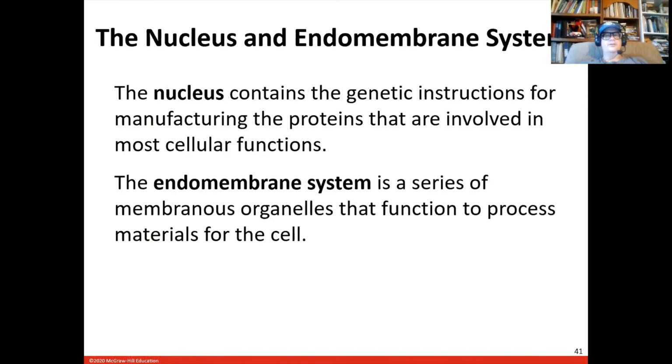So the nucleus has the DNA, and that's the instructions for making the proteins and carrying out all the things that need to happen inside the cell. The endomembrane system, remember the word endo means inside. So the endomembrane system is the stuff that is inside, and it's made out of membranes. And basically, we're going to be talking a lot here about the rough ER, the smooth ER, and the Golgi apparatus, and the vacuoles that can move things around.